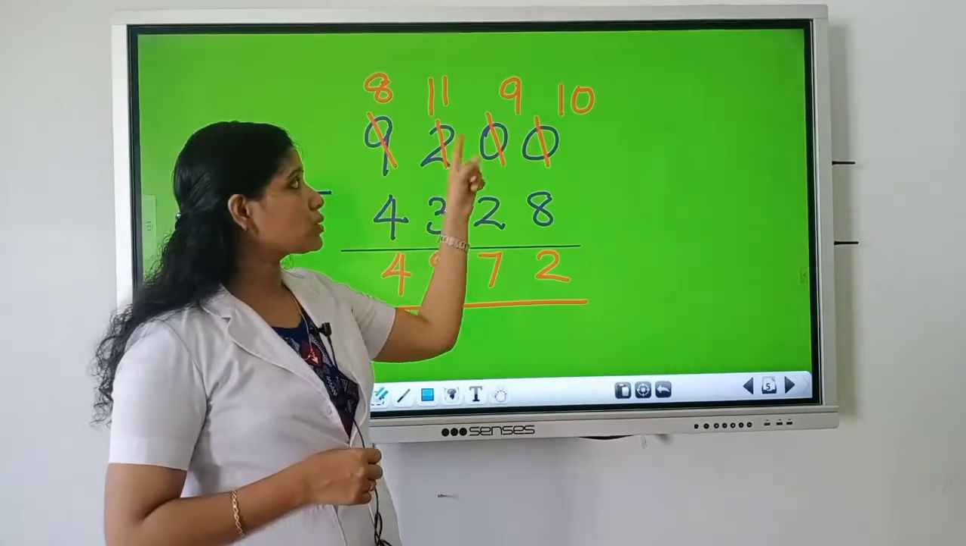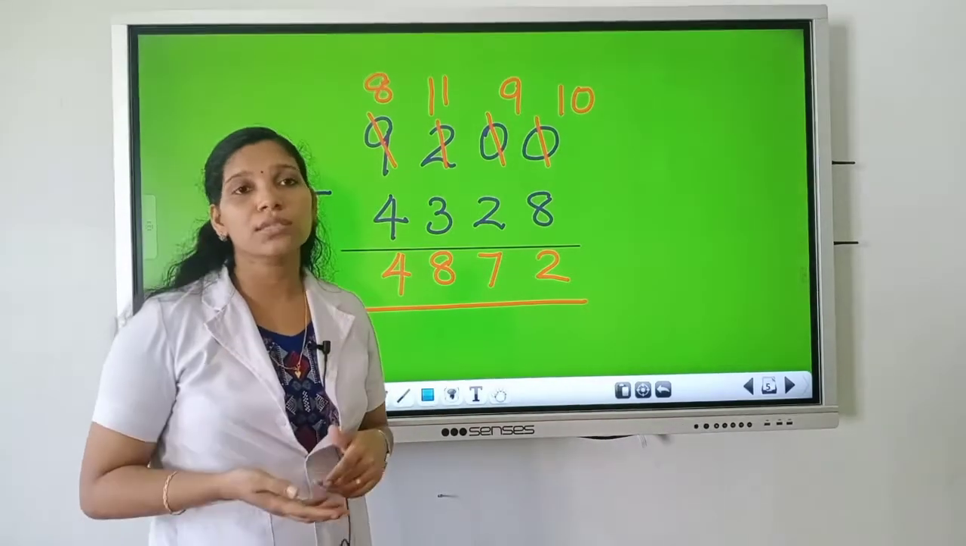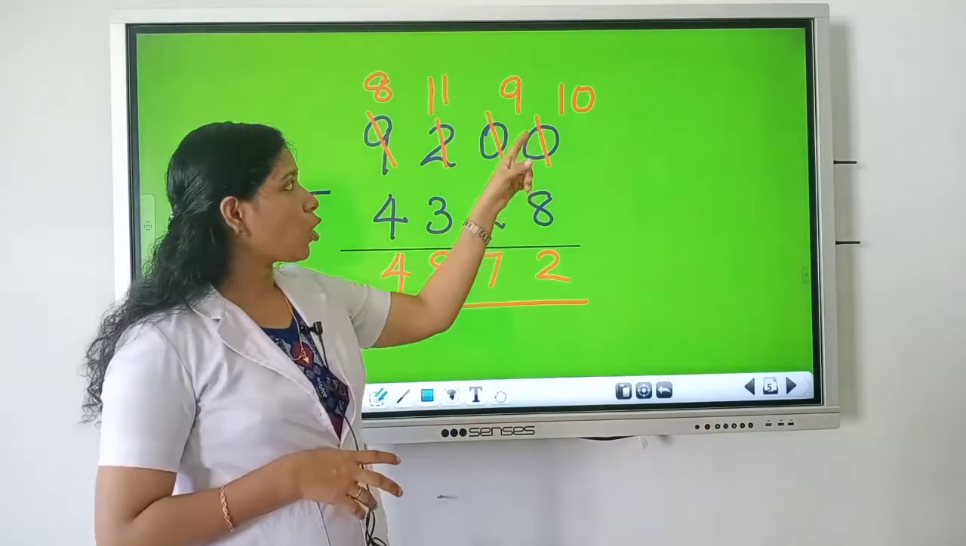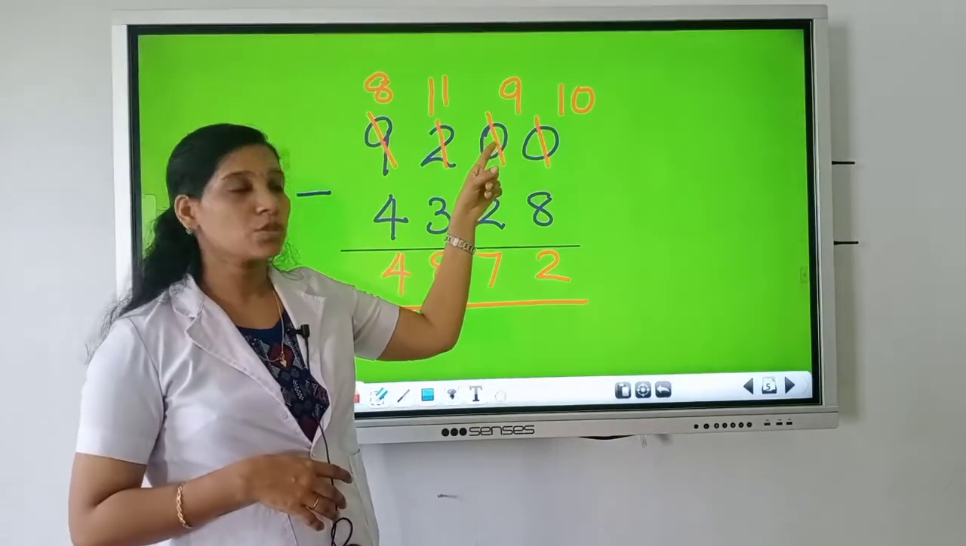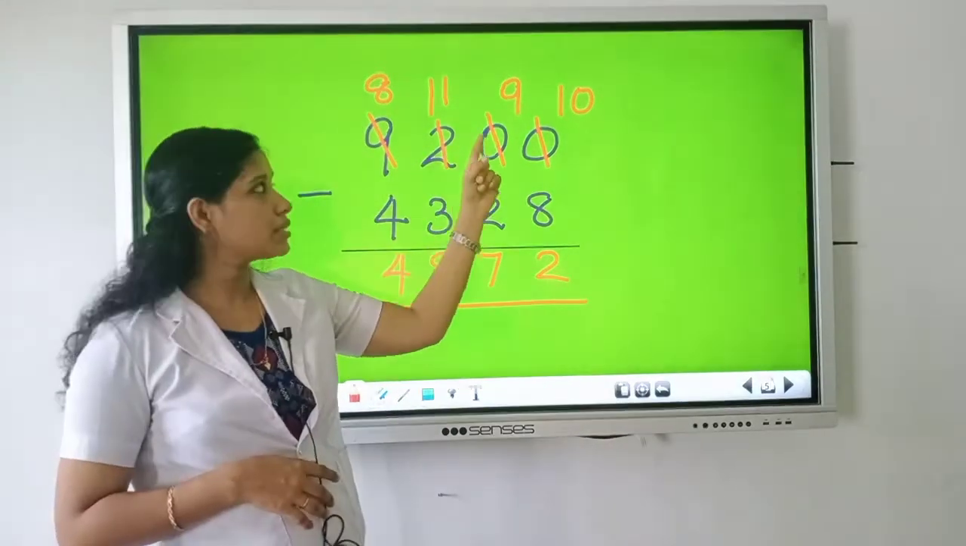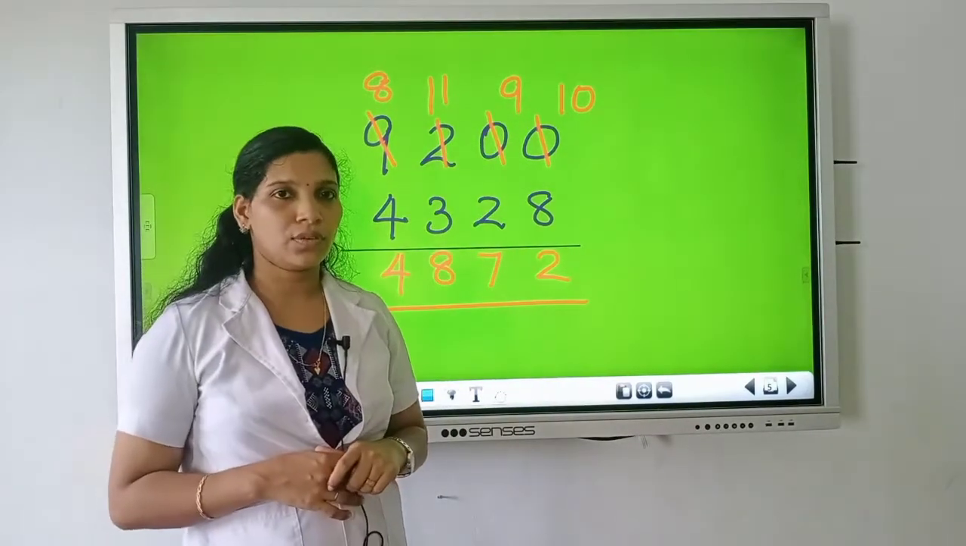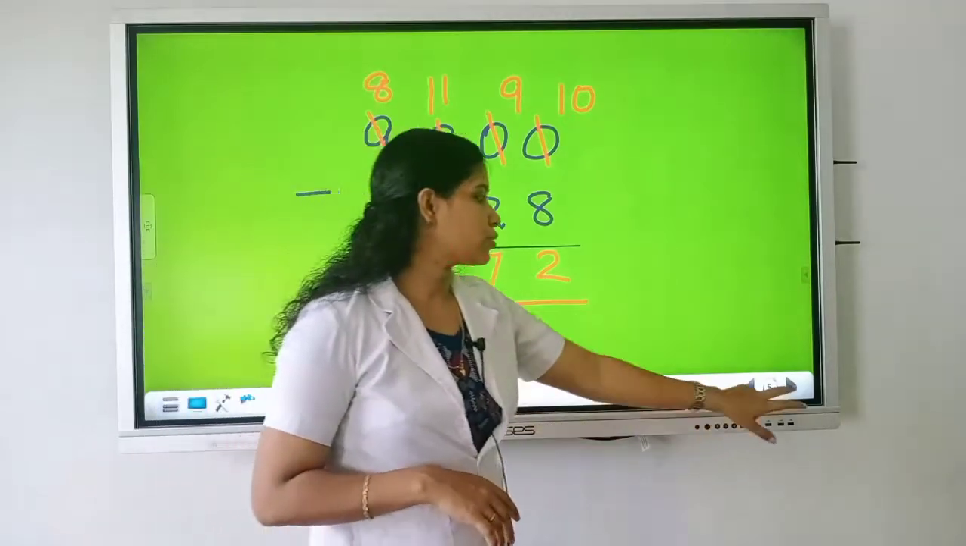So what is the trick here, children? Whenever two zeros are coming, meaning more than one zero is coming together, always make the first one 10 and the second one 9. So again, continuous zeros coming means the next will be 9 itself. We can see how we are going to do.